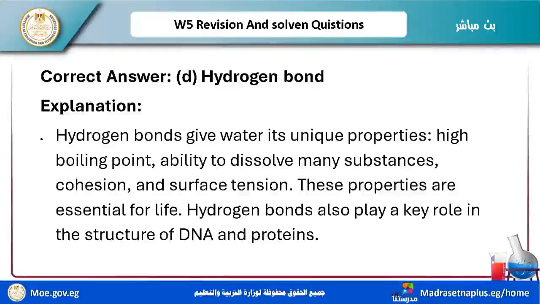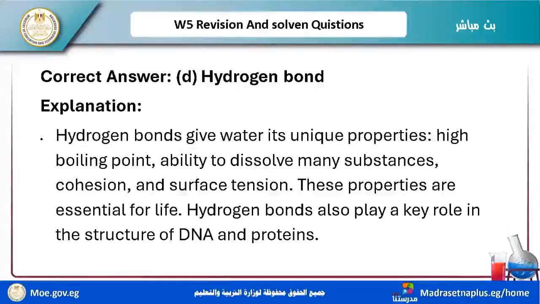Because hydrogen bonds give water its unique properties. Okay, unique properties, high boiling points. Okay, water is a liquid. Water is the secret of our life. Our blood is liquid. Our brain has liquids. Our stomach has liquids. All the organs in our human body contain liquids.